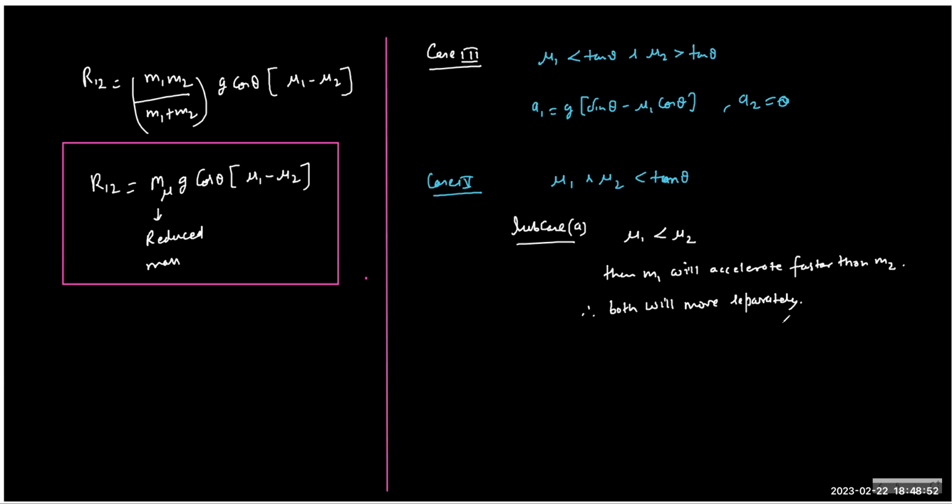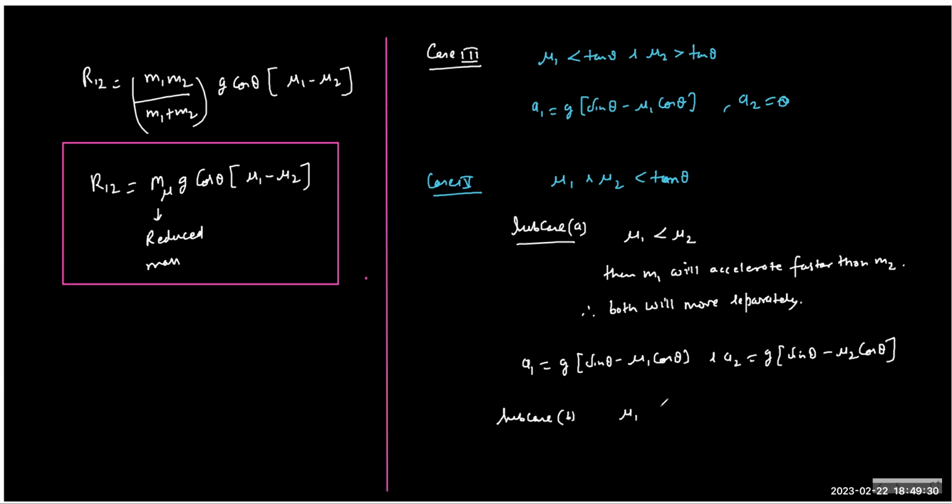Is this clear? Yes, sir. Both will move separately, and we can say then a1 will be equal to g sin theta minus mu1 cos theta, and a2 will be g sin theta minus mu2 cos theta. Is this clear? So this is the subcase 1, and then we have the subcase.